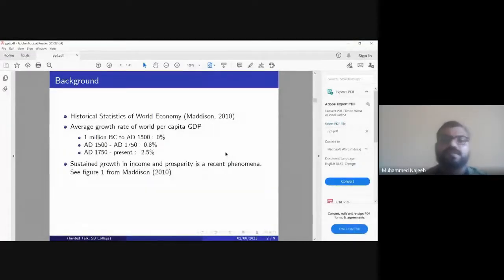That means the sustained growth in income and prosperity is a very recent phenomenon. It started only after 1750. I'm showing one graph also. I don't know whether it is visible to you or not.